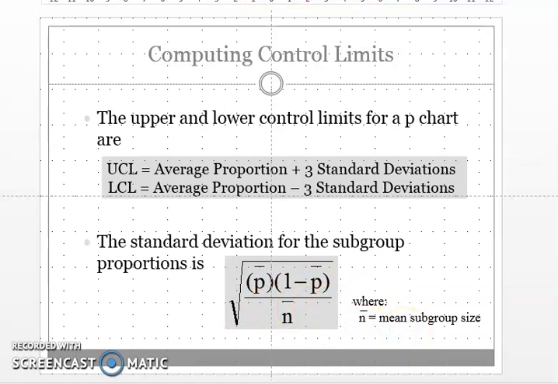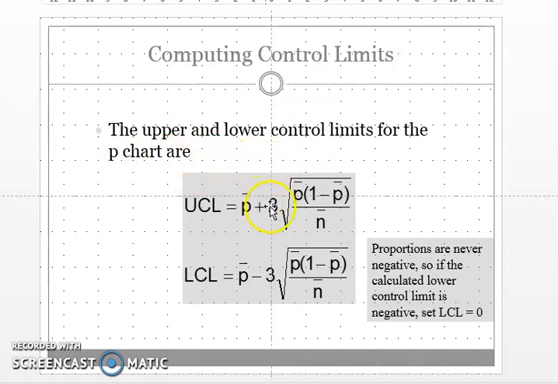Then after that, the same formula is modified for the upper control limit and lower control limit. You have to use this formula. Previously we have seen p bar plus 3 times the standard deviation. Instead of it, they have put the formula here, and lower control limit is p bar minus 3 times the standard deviation. And here, proportion is never negative, so if the calculated lower control limit is negative, you have to take the lower control limit as 0. Okay, these are common sense.